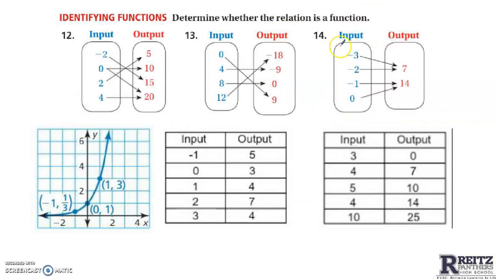Okay, on this slide you've got 6 relations to look at. 3 of them are written as mappings, 2 of them are written as tables, 1 of them is written as a graph. The question is simply which ones are functions. And before you try it, I will tell you that 4 of them are functions and 2 are not. Hit pause and see if you can figure out which ones are which.